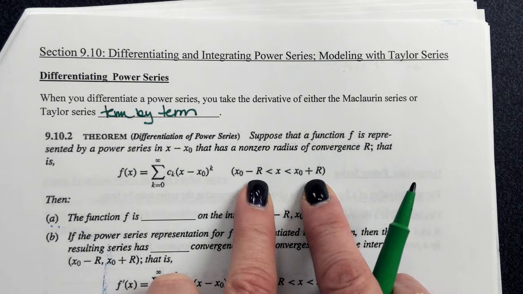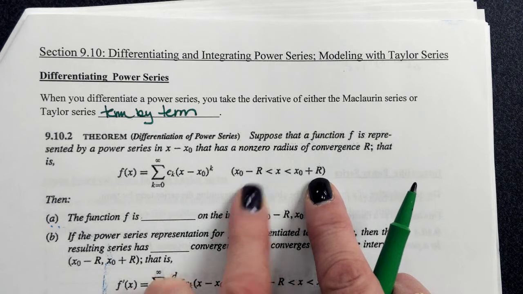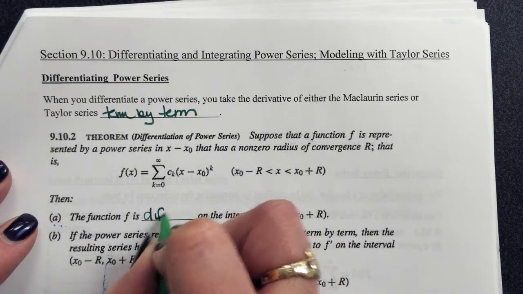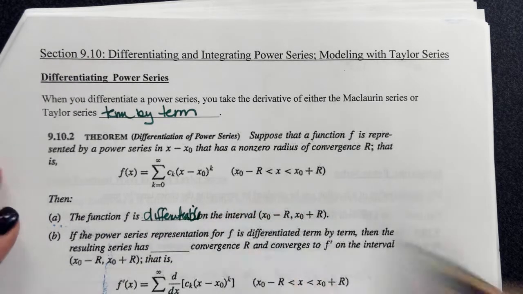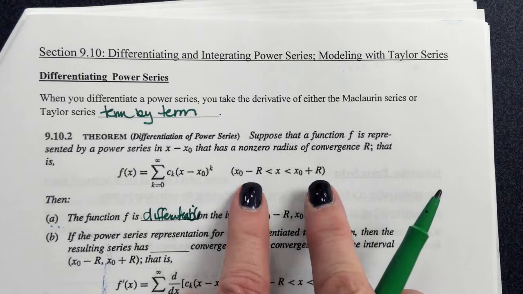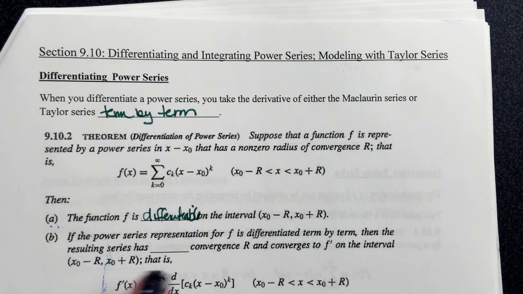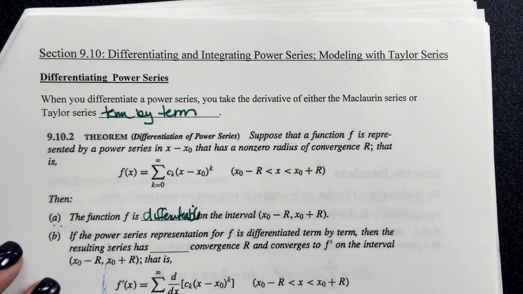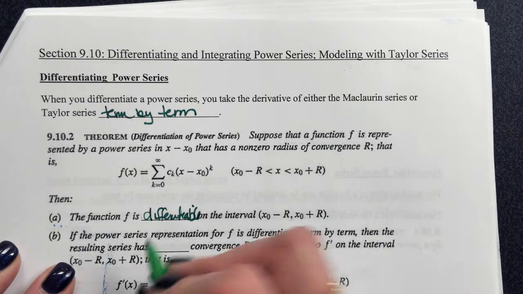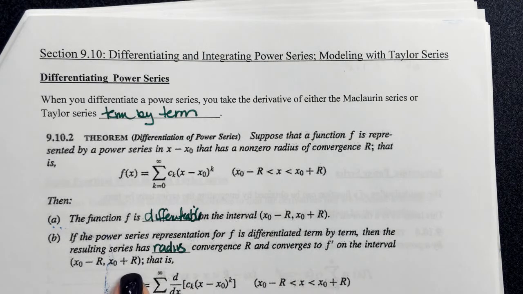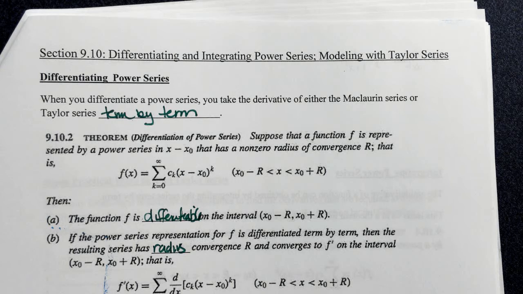That means you do have that middle of the road scenario. You do have this finite interval. Then one or two things can happen. The function is differentiable on this particular interval. So as long as there's an interval of convergence other than 0, then it is differentiable over that particular interval. If your series is differentiated term by term, then the resulting series has a radius of convergence and converges to f prime on the interval. So in other words, what this is saying is that the derivative will also have the same interval of convergence as the original Taylor or Maclaurin series.